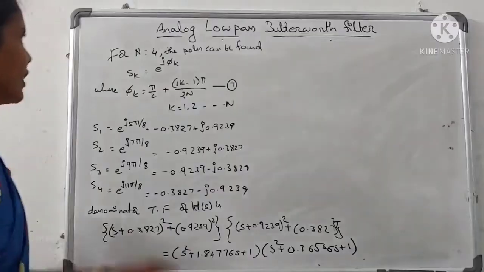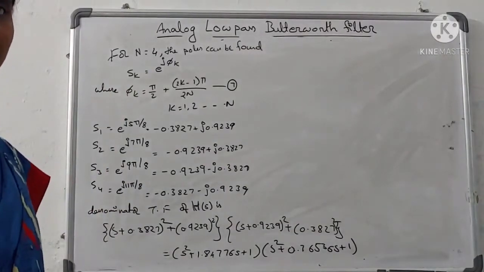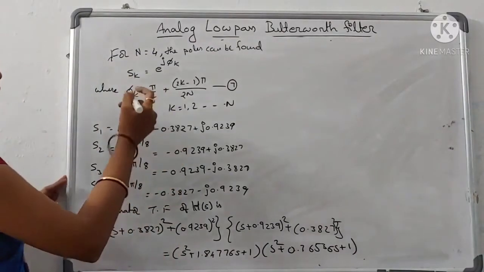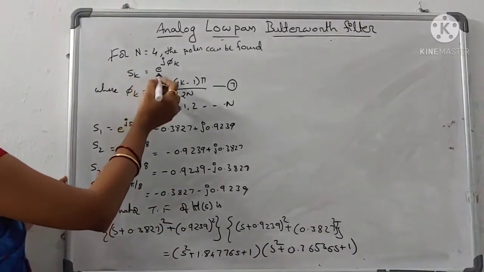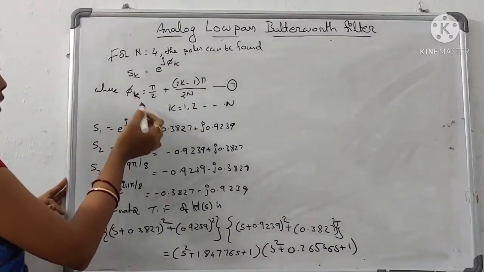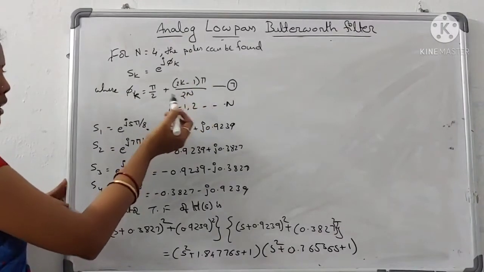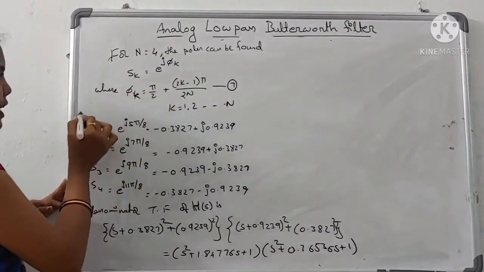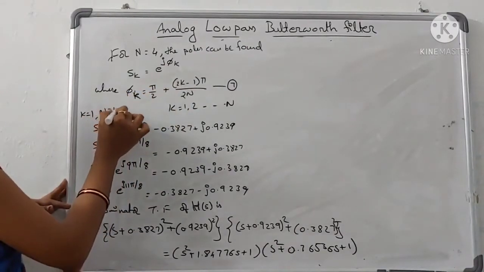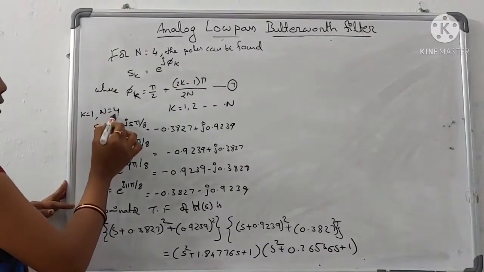Now we can find for n is equal to 4, that is, n is even. The poles can be found for s suffix k is equal to e power j pi k. Here pi suffix k is equal to pi by 2 plus 2k minus 1 into pi by 2n. Here for k is equal to 1, n is equal to 4.